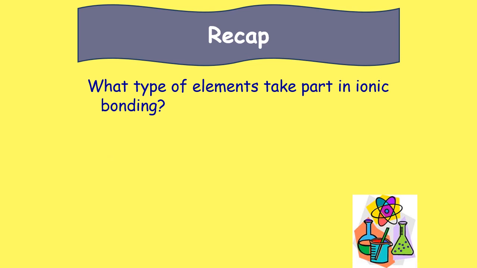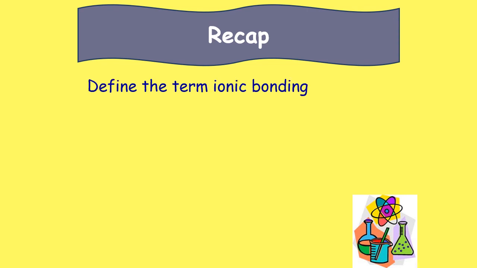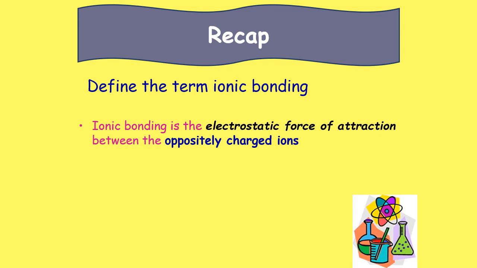What type of elements take part in ionic bonding? Well, this one is you need a metal and a non-metal. If you have two metals, it's not going to be ionic bonding. If you have two non-metals, it's going to be covalent bonding. So only when you have a metal and a non-metal do you have ionic bonding. So this one's asking for the definition of ionic bonding. And the definition of ionic bonding is the electrostatic force of attraction between oppositely charged ions.